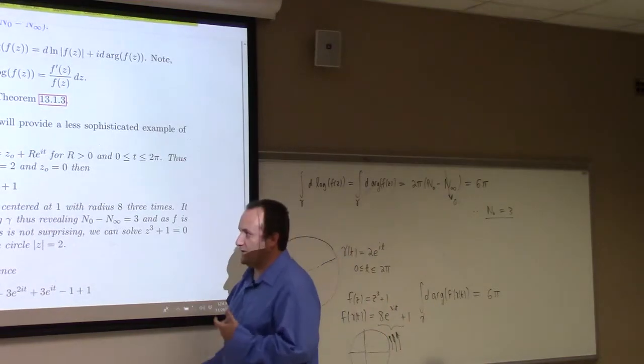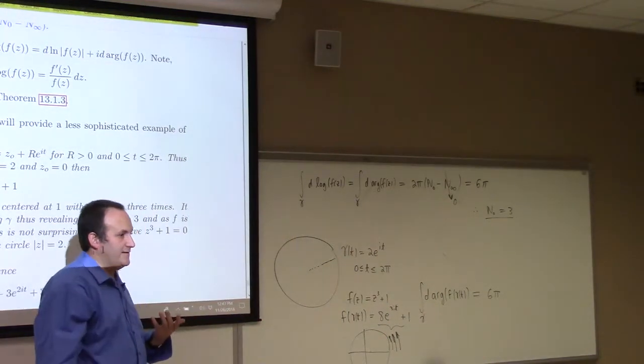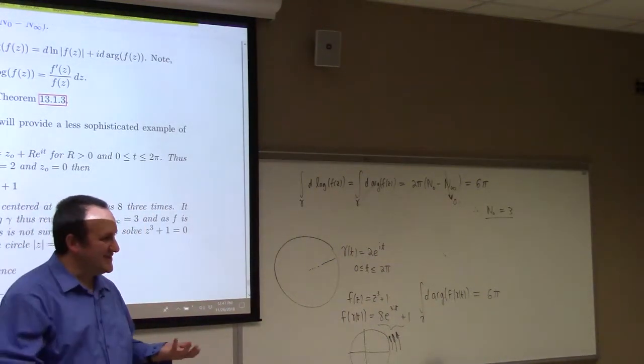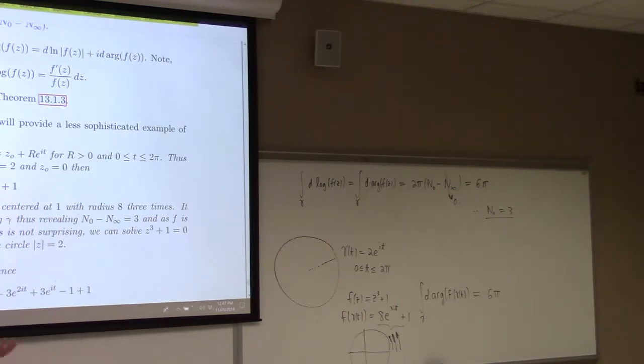I mean, it should be clear to you that f of z equals z cubed plus 1 has no poles, right? It's a polynomial. It's entire. There's no singularities. What's interesting, though, is we've just argued that there are 3 zeros for z cubed plus 1 inside the circle of radius 2 without ever finding a single one of them.